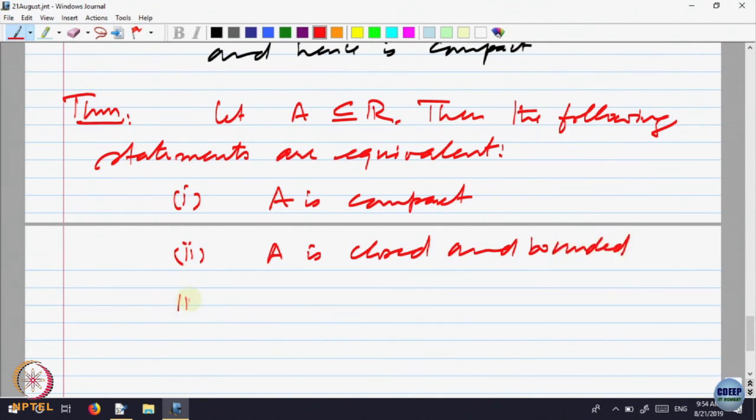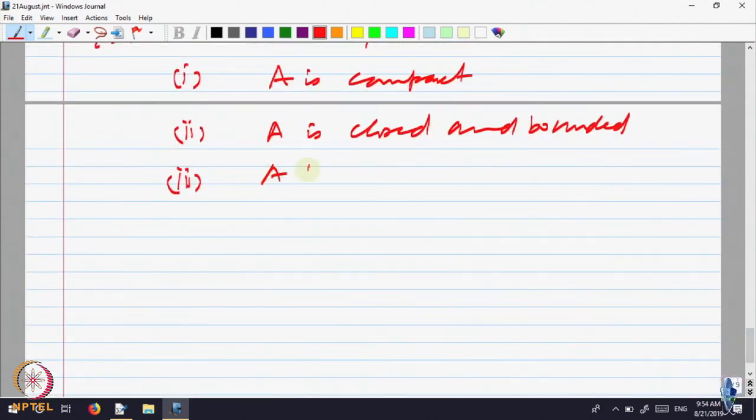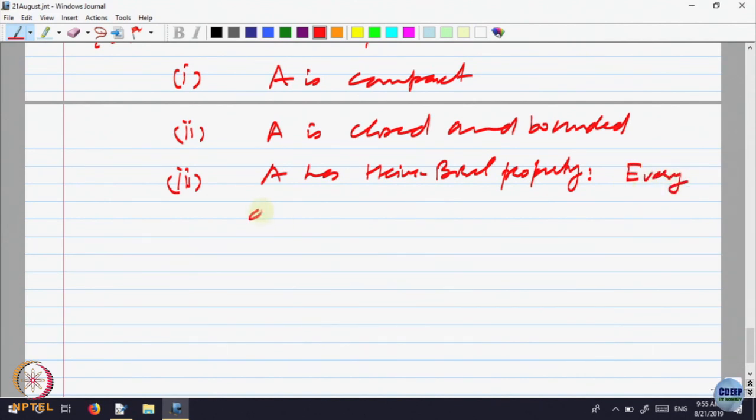and third, A has the Heine-Borel property. And what is that property? Basically saying every open cover of A has a finite subcover.